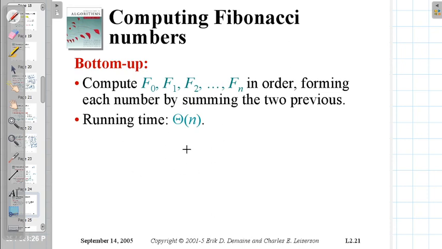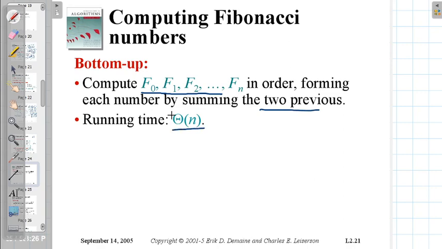Now the thing is, computing Fibonacci numbers, this again that I was telling, computing this one by one sum, f0 plus f1, then with the sum, if I am summing f2, then with that result I am summing f3. So forming each number by summing the two previous, that will be taking theta n time.